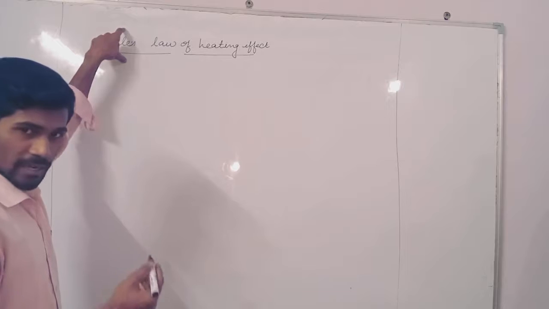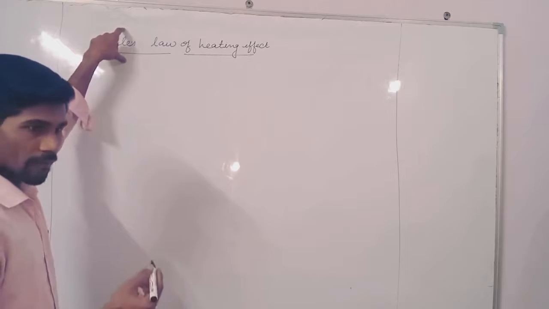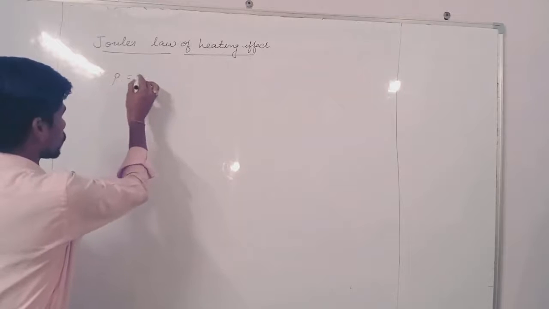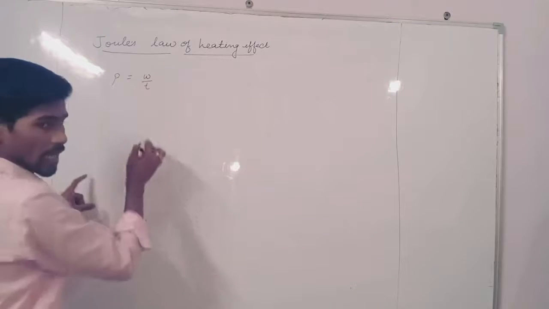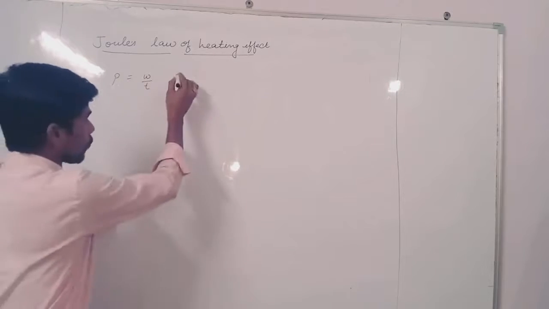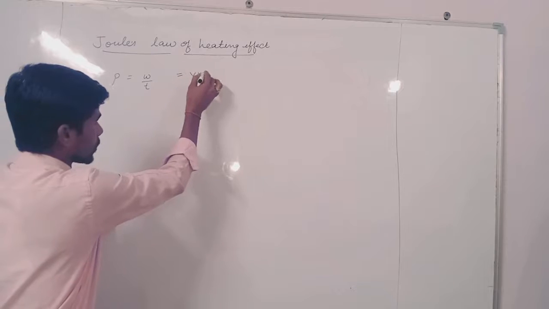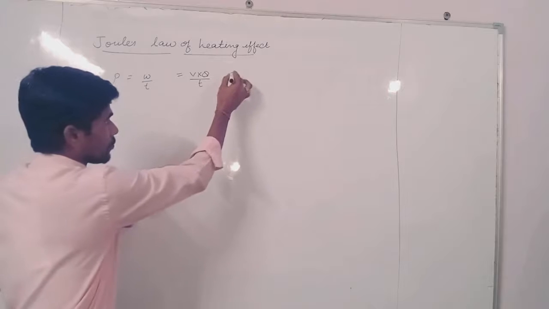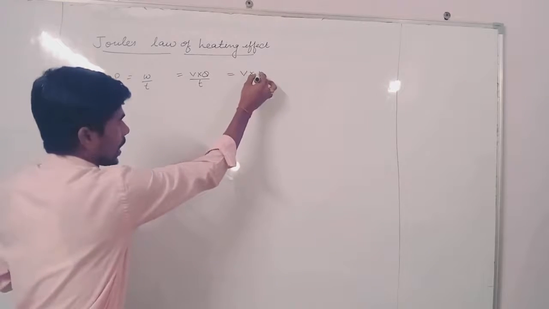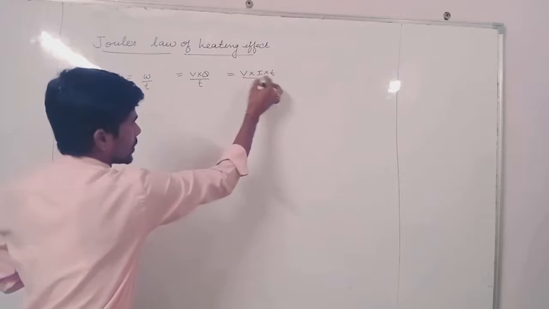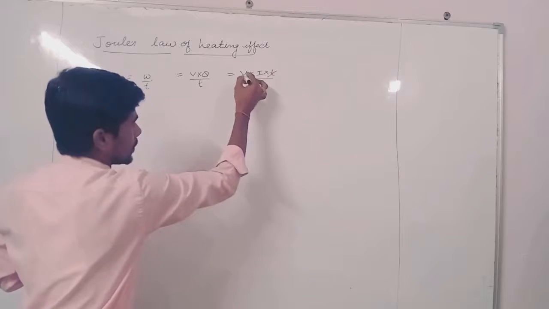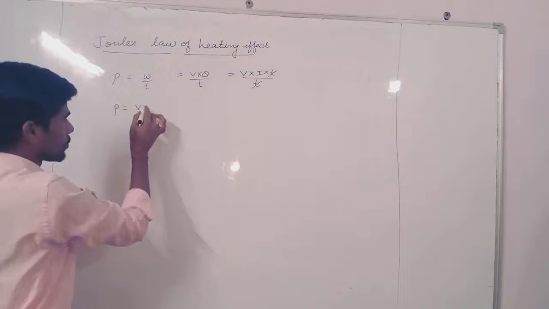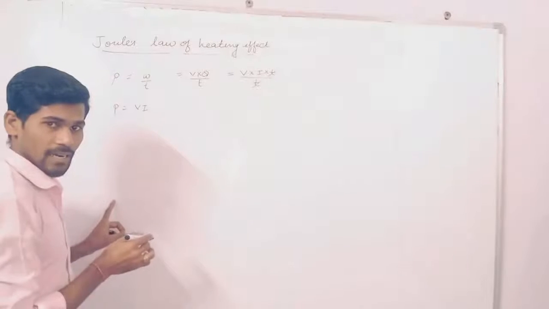Now what it states, Joule's law of heating effect. First of all, the electric power is given by power is equal to W upon T. And now what is work done? Work done is equal to V into Q. V is the potential difference, Q is the charge upon T. And V into Q is the I multiplied by T upon T. Now T is cancelled and we have power is equal to VI, potential difference multiplied by electric current.